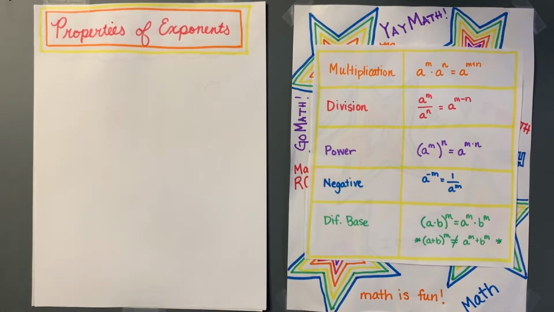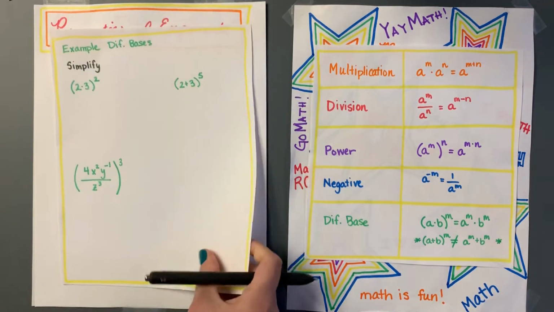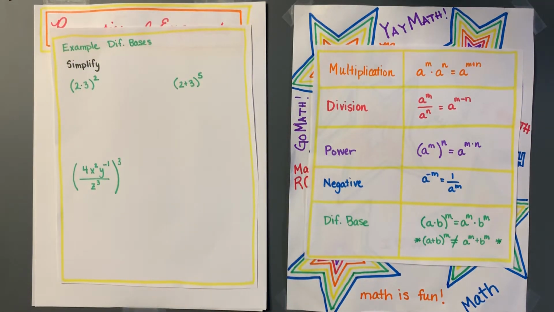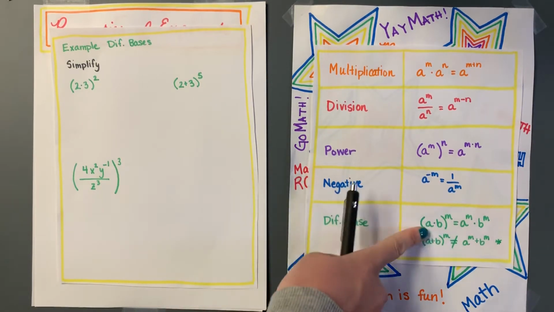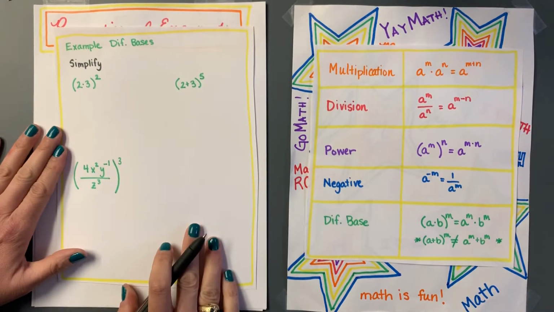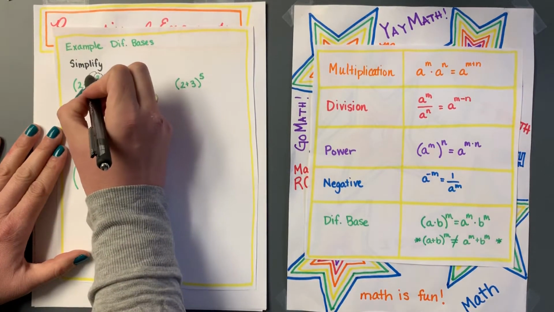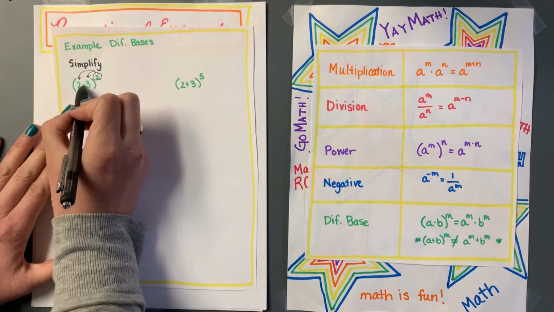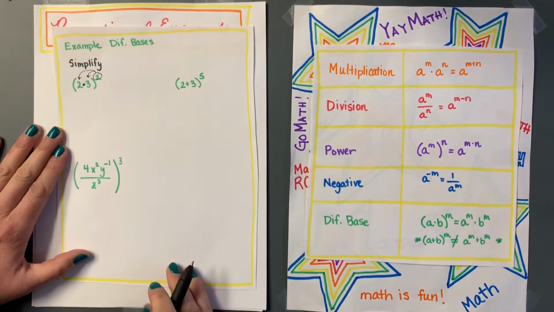Hi, welcome back. We're continuing to talk about properties of exponents, and in this video, we're going to look at different bases. So I have a couple examples here. The first example I have is 2 times 3, the quantity squared. Based on this rule, I should be able to take this squared and distribute it into each of these terms because I have multiplication.